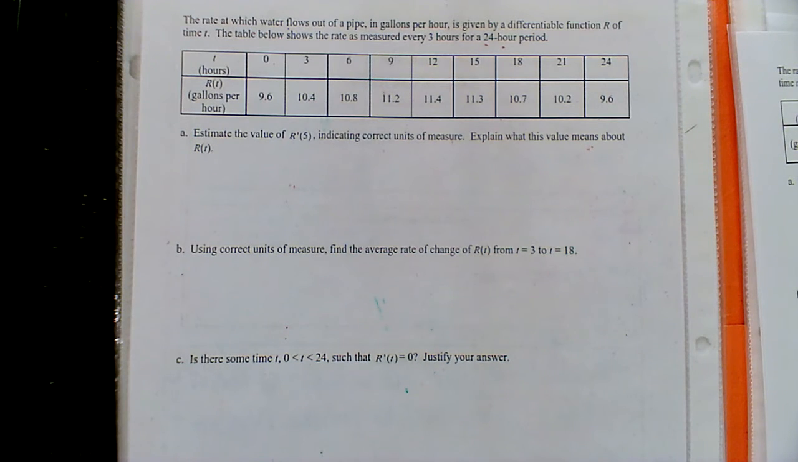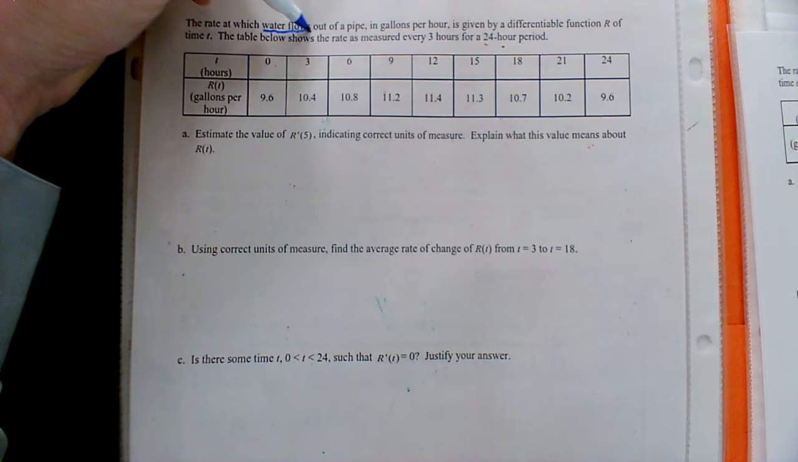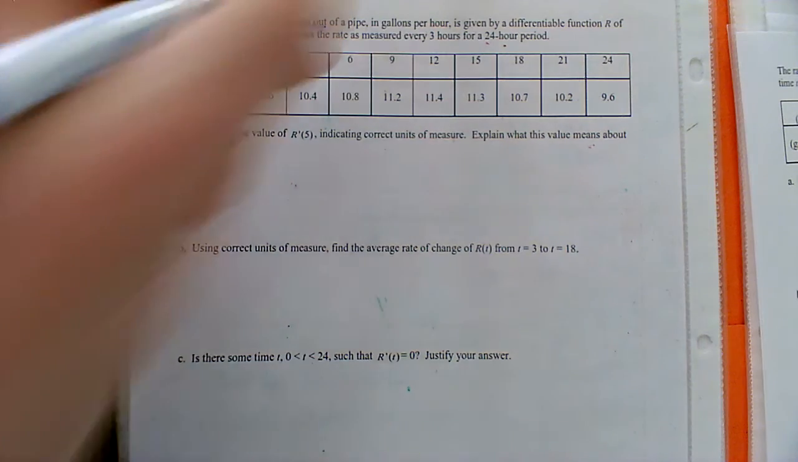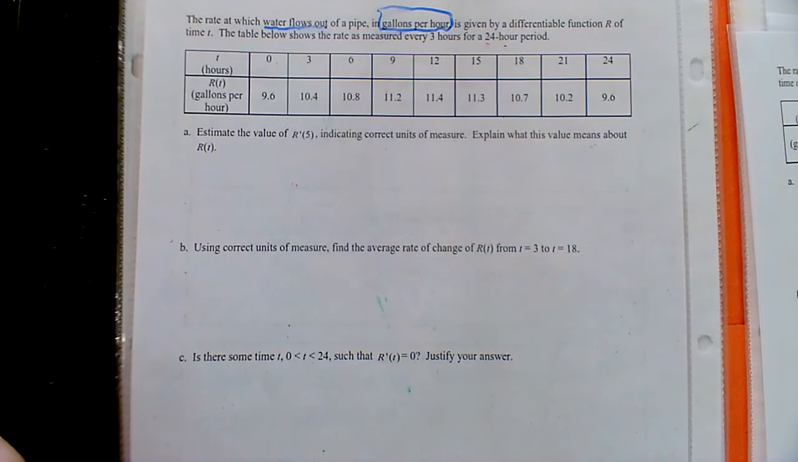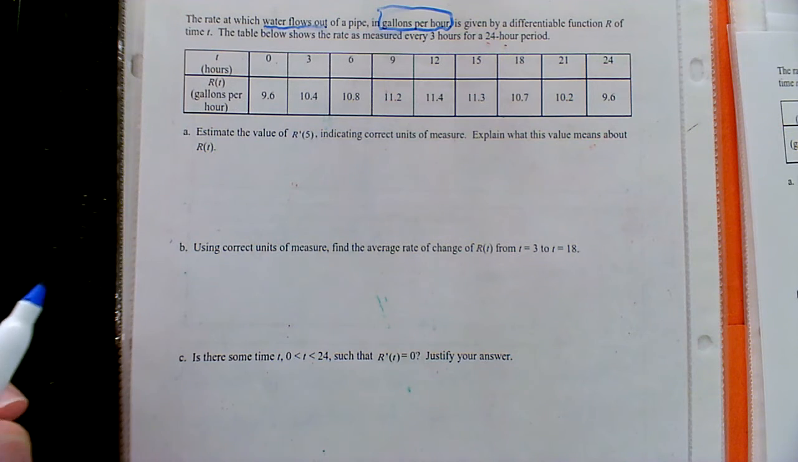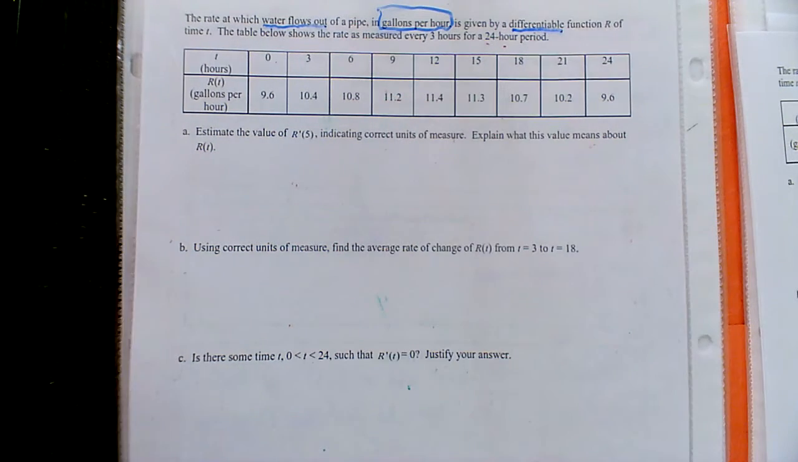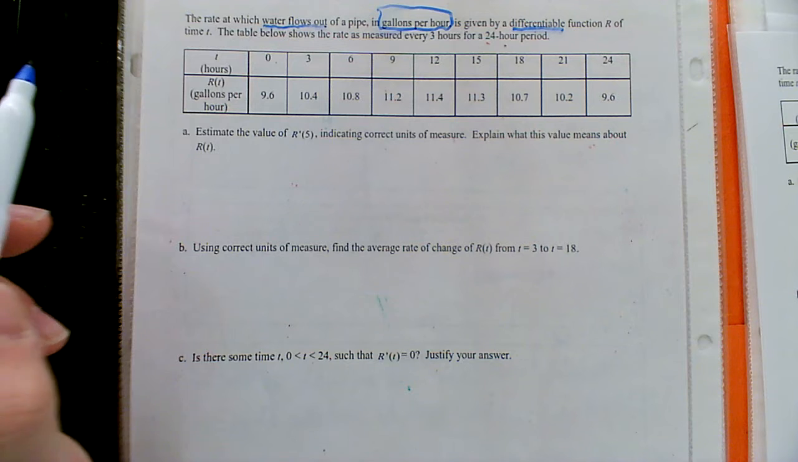The rate at which water flows out of a pipe. So we're talking about water flowing out of something. In gallons per hour. That sounds important. We'll go back to it, but I'm just going to box it right now. Is given by the differentiable function. Well, differentiable sounds important. R of time t. The table below shows the rate as measured every 3 hours for a 24-hour period.